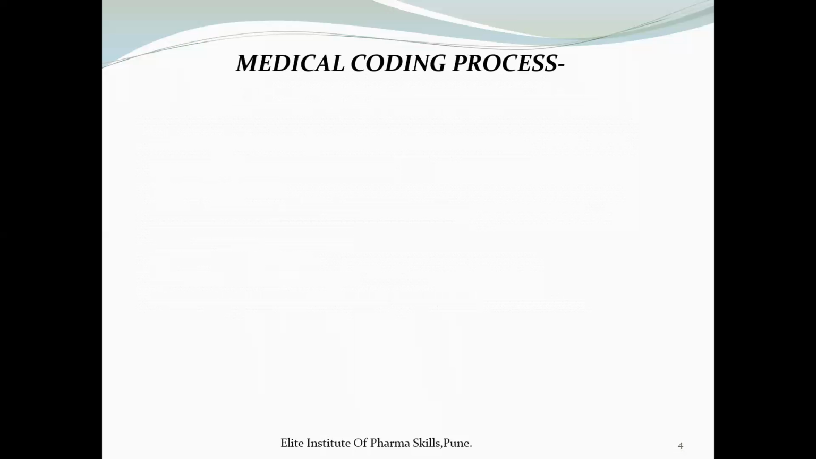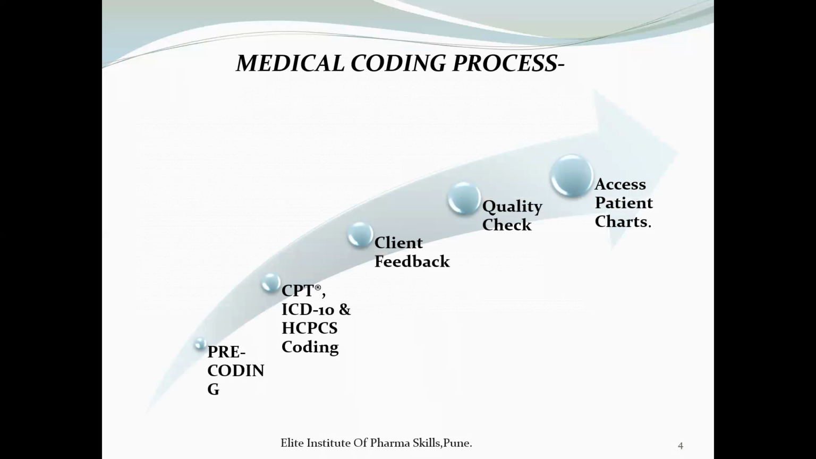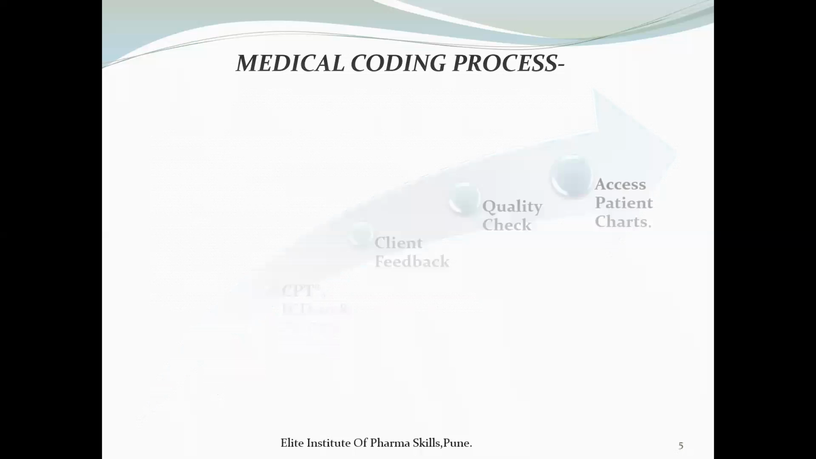Now we'll see the medical coding process. The medical coding process consists of 5 steps. First is the pre-coding, second CPT, ICD-10 and HCPCS coding. Third, client feedback, fourth, quality check, and the last is access patient charts.